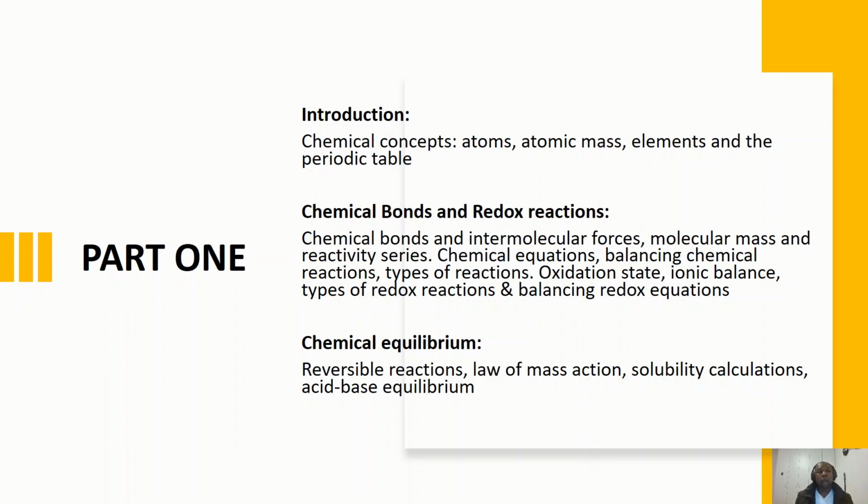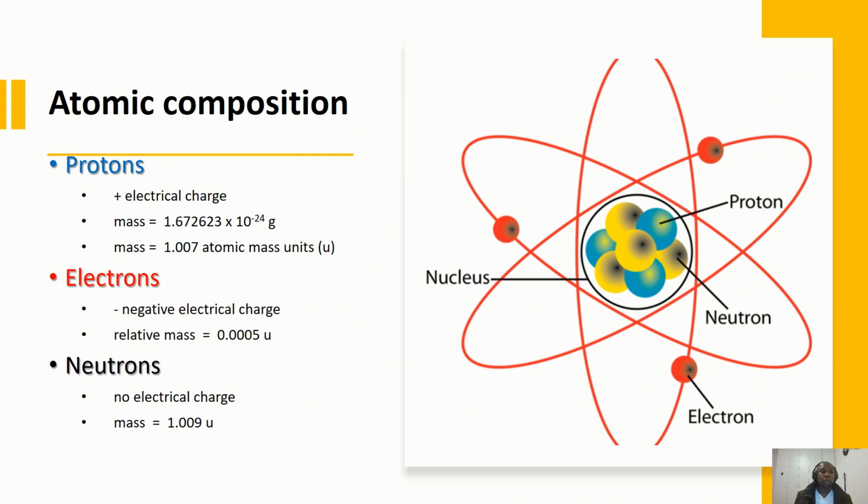For lecture one, we're going to start with atomic composition. We all know that atoms are made up of protons, electrons, and neutrons. The protons have a positive electrical charge, the electrons have a negative electrical charge, and the neutrons have no charge.